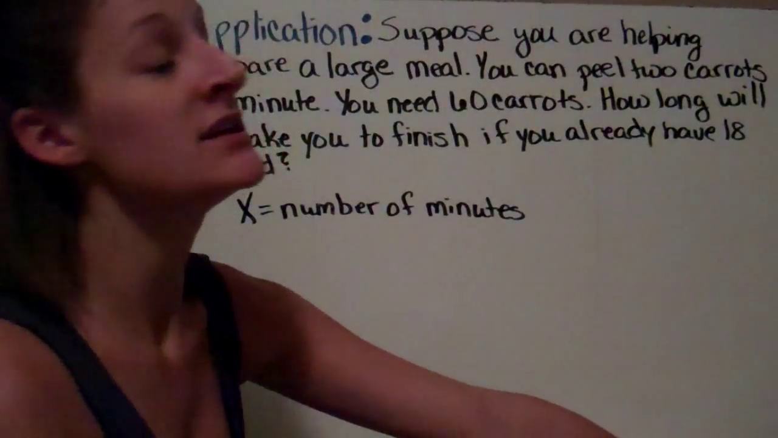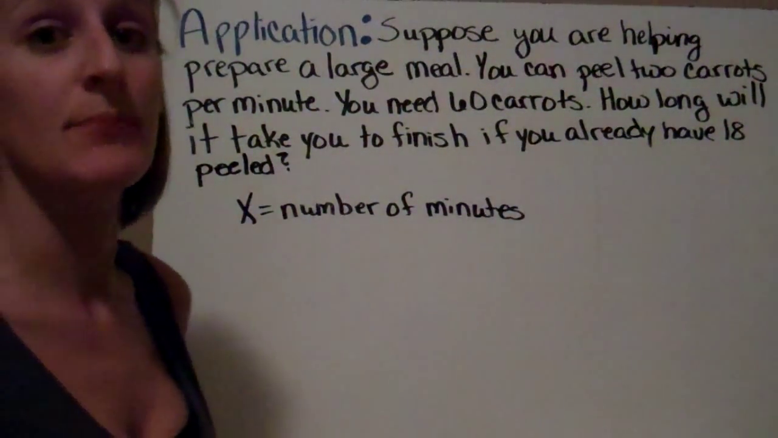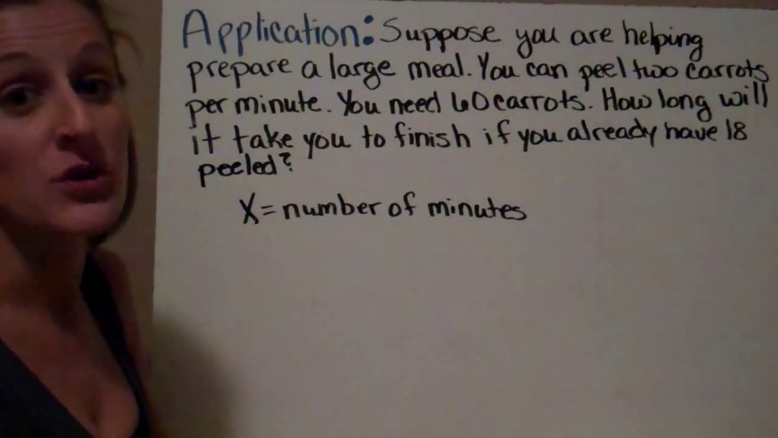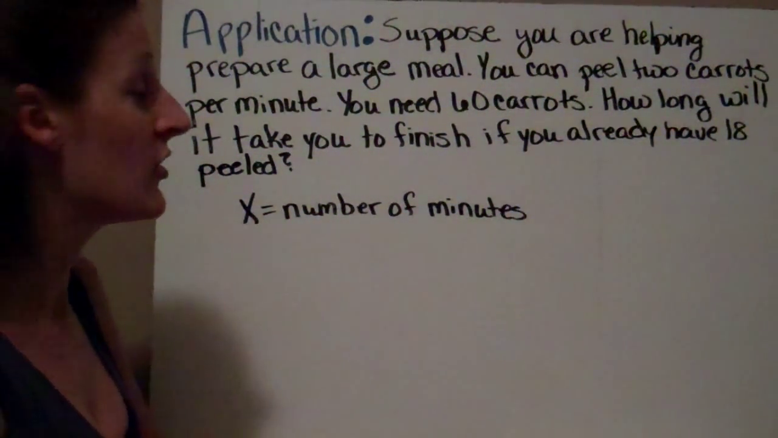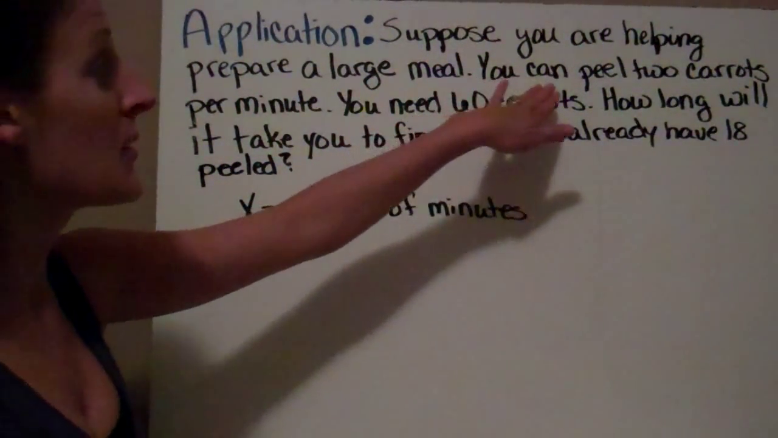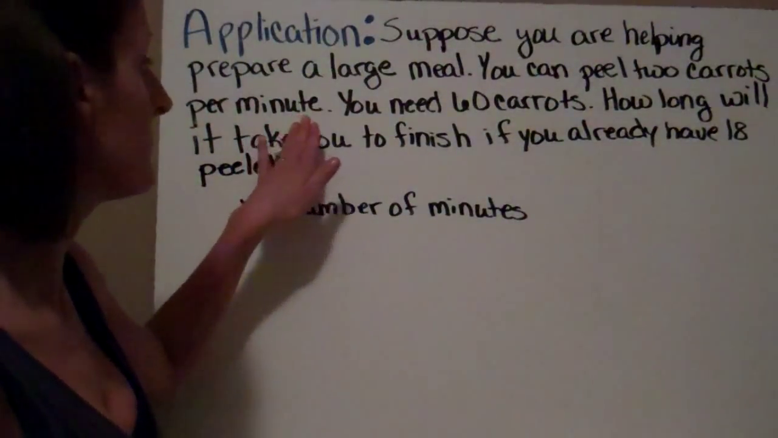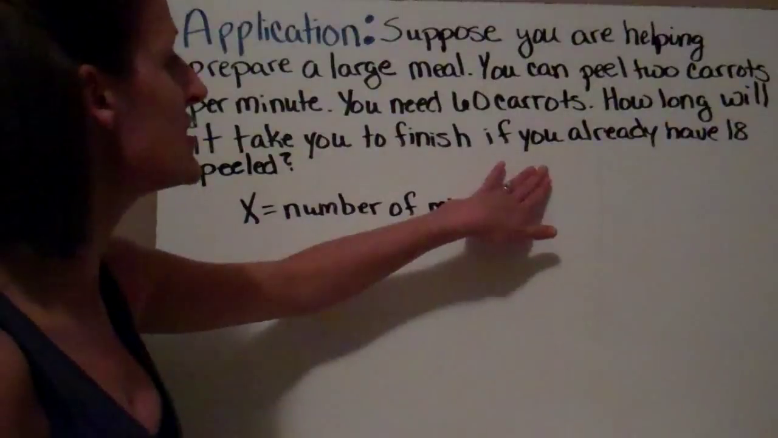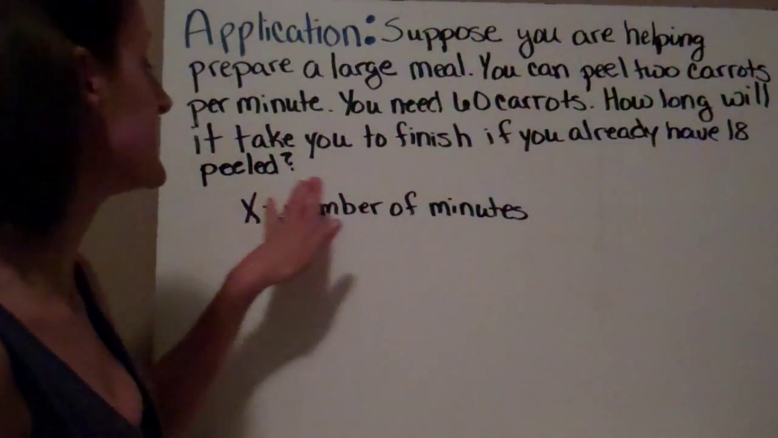Alright, now we need to apply what we've learned in two-step equations to an actual word problem or an application problem, which you'll have more of these later on. Now suppose you are helping prepare a large meal. You can peel 2 carrots per minute. You need 60 carrots. How long will it take you to finish if you already have 18 peeled?